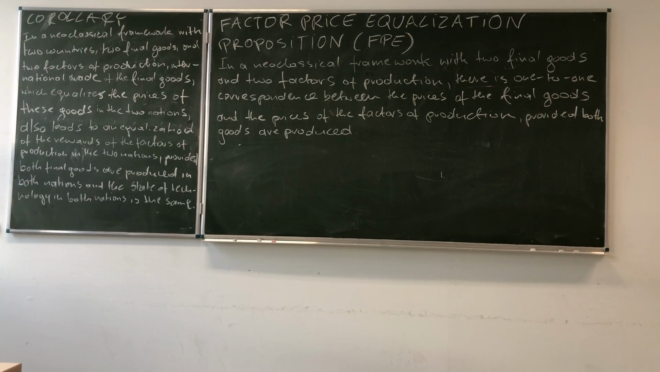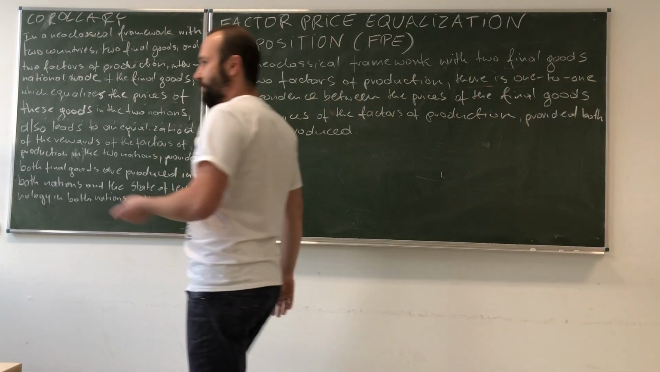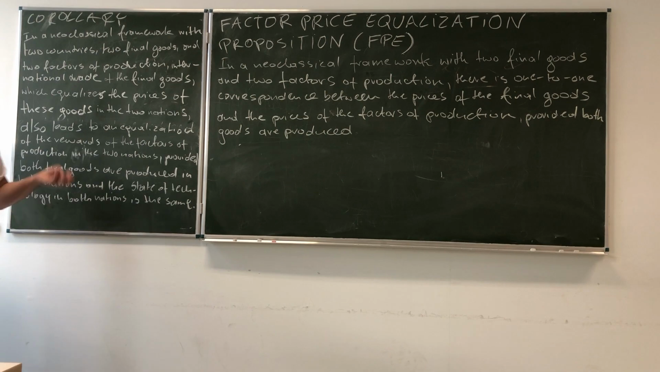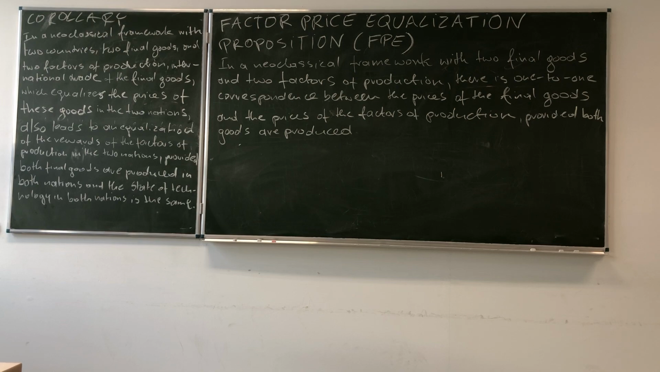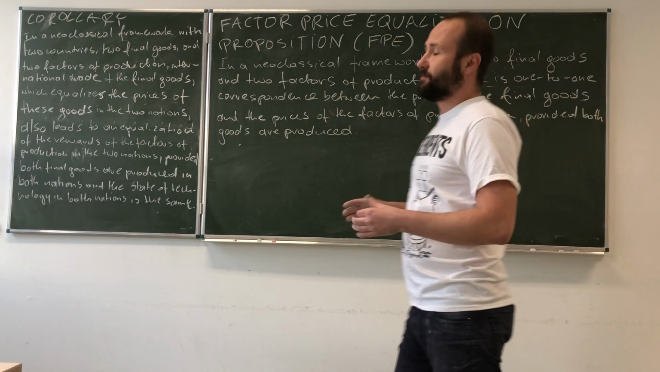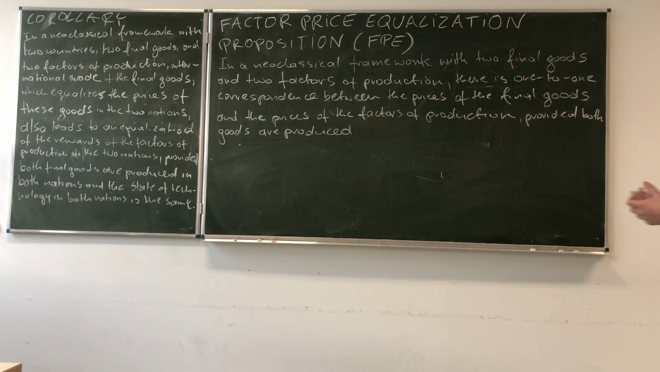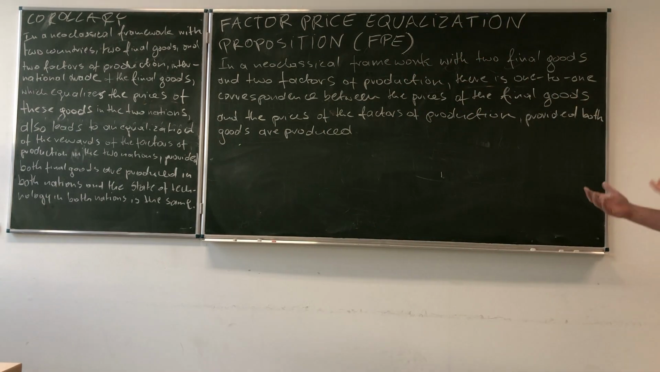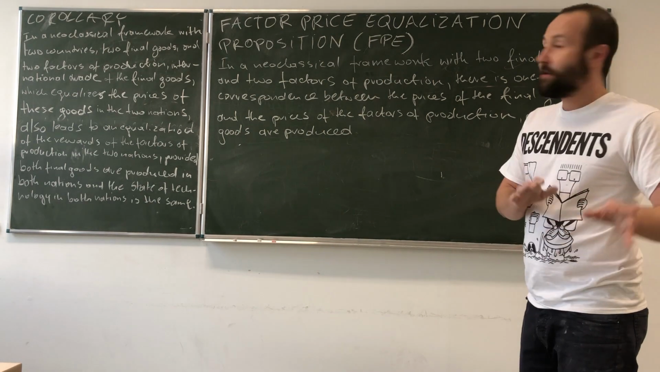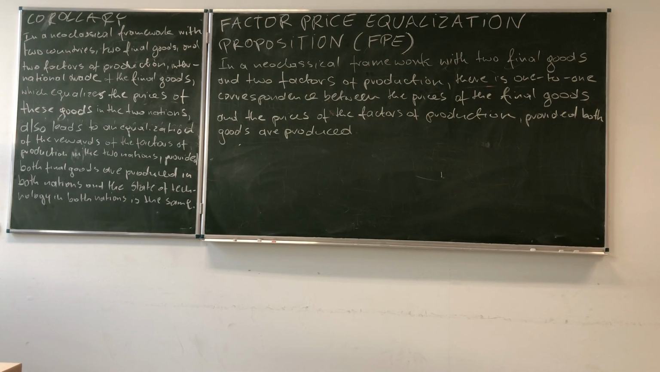So now we are ready to turn to one of the four main propositions that come from a neoclassical model of trade. Okay, and we are moving to the factor price equalization proposition. As the name suggests, this proposition should tell us that trade will equalize prices of the factors of production in two countries. But let's read the proposition first, and then we will explain what is in it.